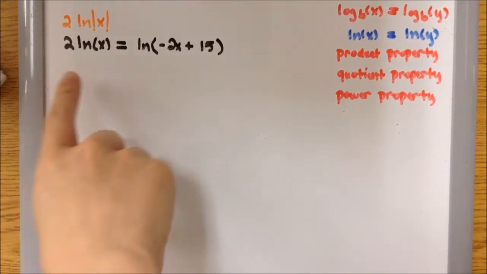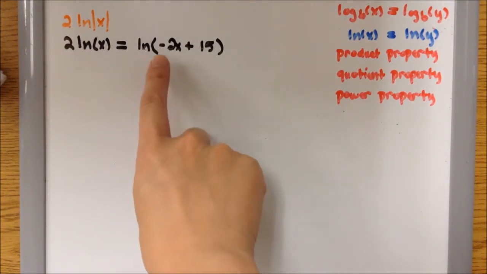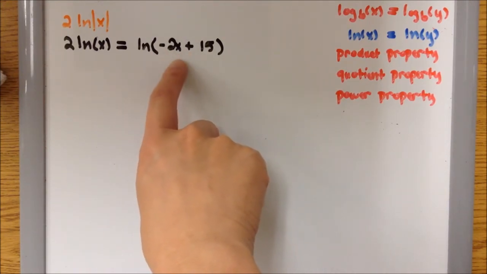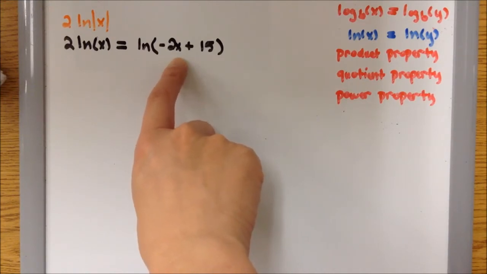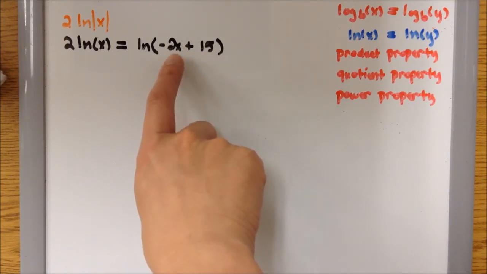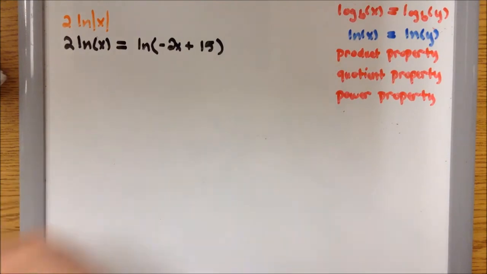Alright, for our third example, we have 2 times natural log of x equals natural log of negative 2x plus 15. Now over here, it's okay if we have a negative 2x because we don't know what x is yet. So as an equation, it's okay. But what's not okay is, whatever number we plug in for x, if negative 2x plus 15 comes out as a negative number, then that solution for x won't work. It's not good.